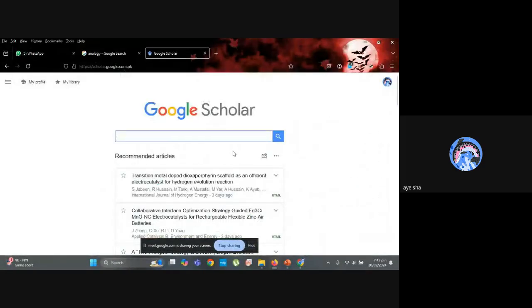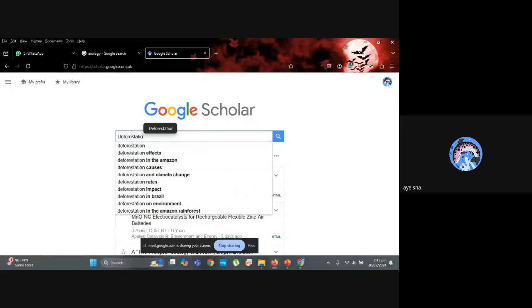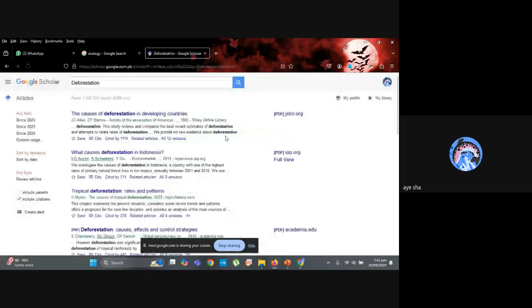Now, this is Google Scholar. For example, we will type deforestation. We get various articles like this. Now, over here, you can ask Google to give you articles; we have 3 options: since 2020, 2023, or 2024. Or you can also customize the range. Maybe you want to get the articles for the 1990s, or maybe the early 2000s. So you can write it down over here. All right.